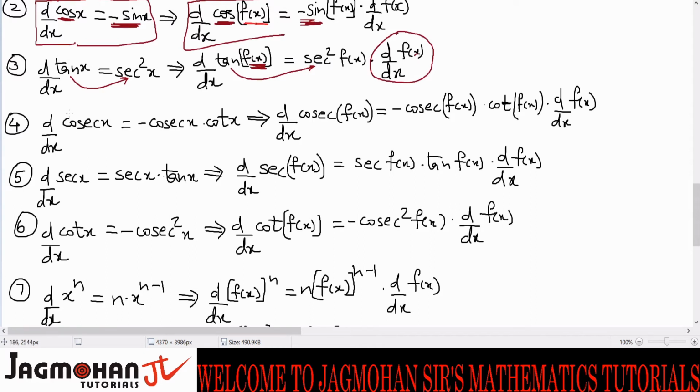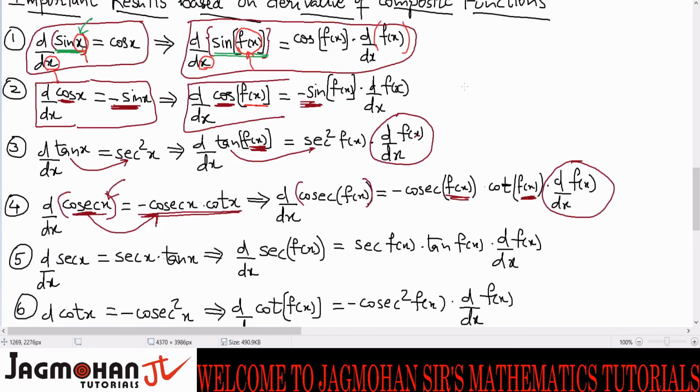Now see, one more, d by dx of cosec x. What is d by dx of cosec x? It is minus cosec x into cot x. What is d by dx of cosec f of x? The function derivative wouldn't change. Cosec is minus cosec cot. So here also, minus cosec cot. And since x is replaced by f of x, we will replace x by f of x here too. So minus cosec f of x cot f of x into the derivative of f of x. Every time you are multiplying the derivative of f of x.